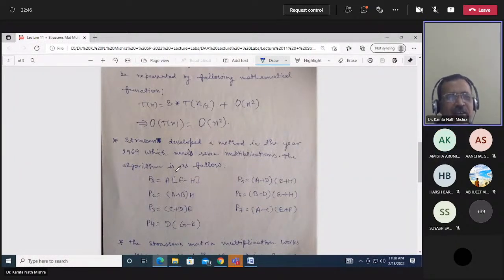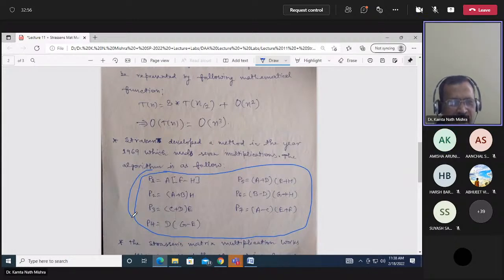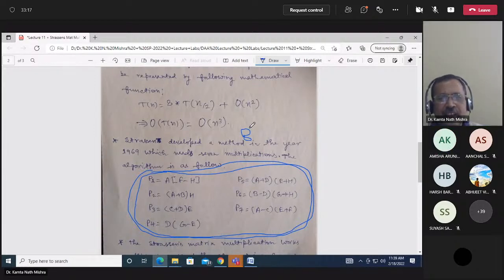Here derivation is not required. It is just the analysis. No derivation is required. Okay, sir. He just did the analysis and found that if we keep the values of P1, P2, P3, P4 as mentioned on this screen, then instead of using 8 multiplications, we can go for how many multiplications? 7. This was the research paper published by Strassen in the year 1969.